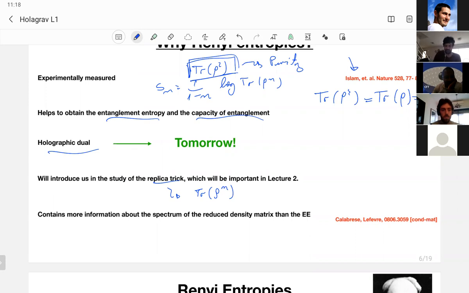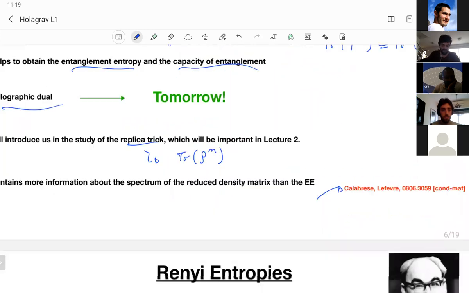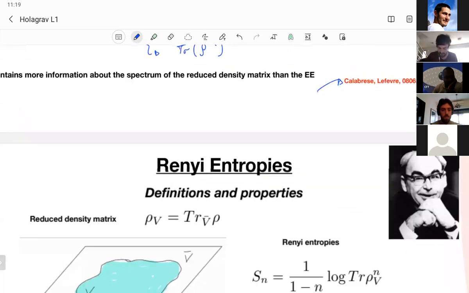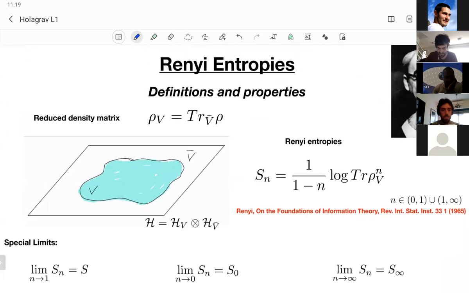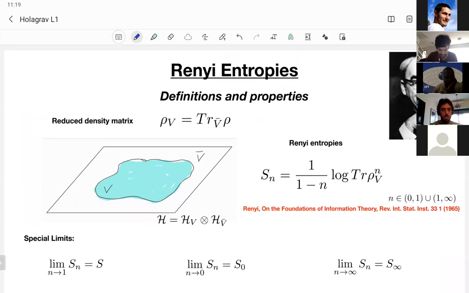Another thing that you can read deeply in this paper is that the Renyi entropies have more information about the spectrum of the reduced density matrix than entanglement entropy. If you know all the Renyi entropies, you know the whole spectrum of the density matrix. So let's start. This is very big, no? Here is Renyi smiling at us.